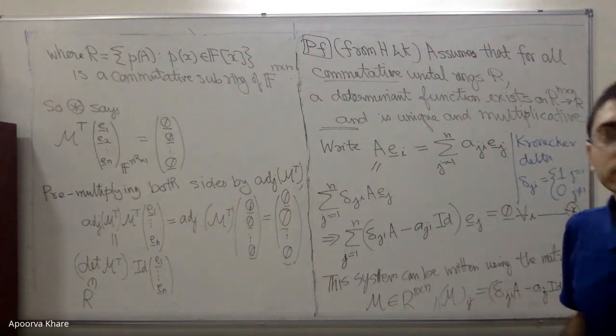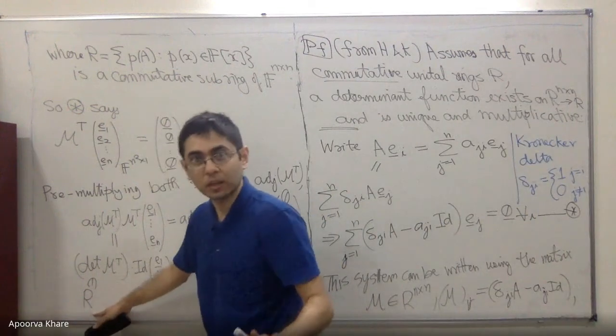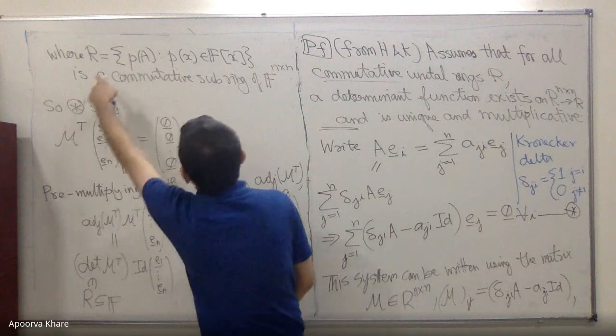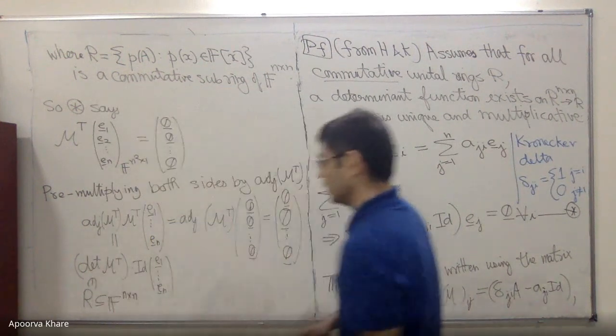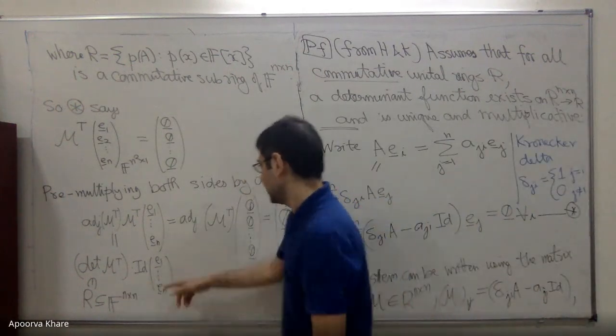Now, because it's commutative, of course, this works. This determinant exists, and it is an element of the same ring. In particular, of course, this is a matrix because remember, R was contained in F to the N cross N. Okay, and now what you see therefore is this matrix.